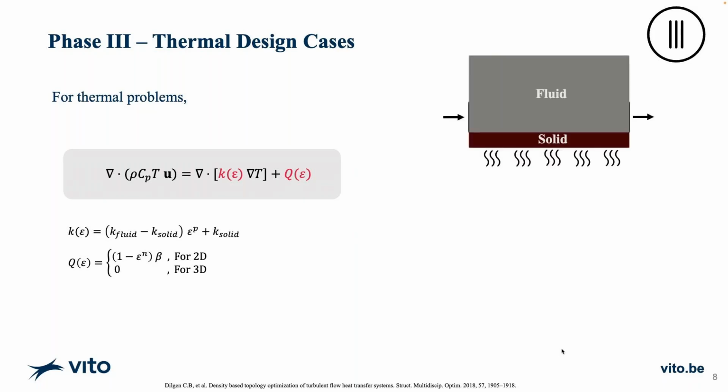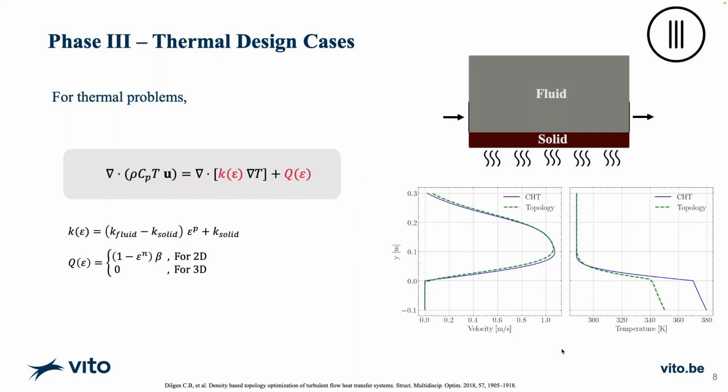And in order to test this, we did a simple case where you have the fluid domain and the solid domain, and we solve it with CHT and with topology, and this is the result. So on the left is the velocity field, so we can see in the solid we are able to make almost zero velocity.